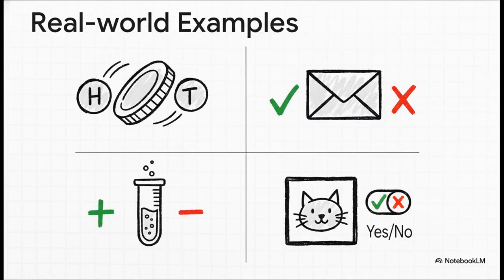And here's the cool part. This super simple idea is everywhere. We're not just talking coin tosses. Think about it. Did someone open your email? Yep, that's a Bernoulli event. Is a medical test positive or negative? Same thing. Is this a picture of a cat or not a cat? You got it. Every single one of these yes-no questions starts right here.